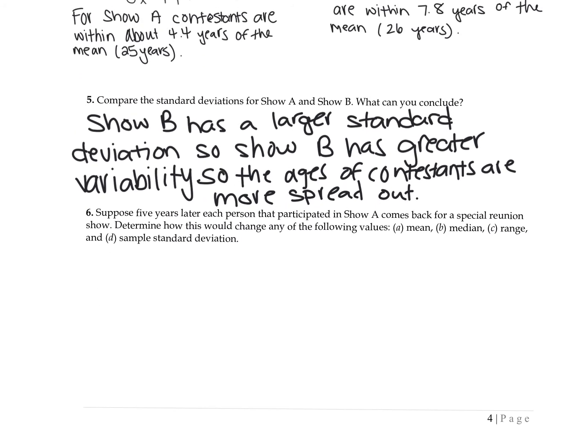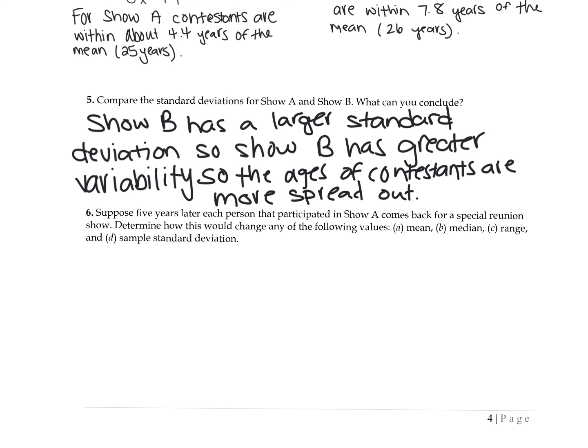All right, last question, number 6. Suppose 5 years later, each person that participated in show A comes back for a special reunion show. So same exact people, all just 5 years later. Determine how this would change any of the following values: the mean, the median, the range, and the sample standard deviation. So if you're not sure, you can put all of these data values in the calculator and just add 5 to each of them.